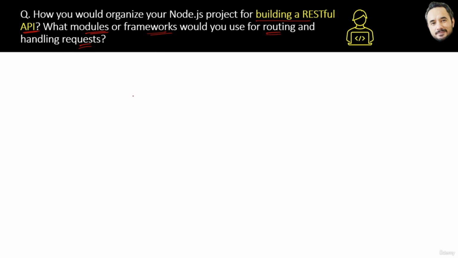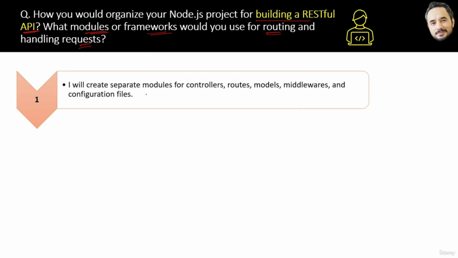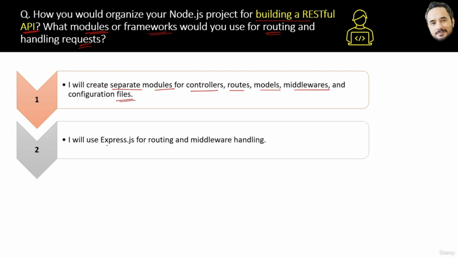All right, now I will share my answer. The first point is that I will create separate modules for controllers, routes, models, middlewares, and configuration files. Second, I will use Express for routing and middleware handling. See, these two steps are very common, and I think they are used in almost every REST API project.